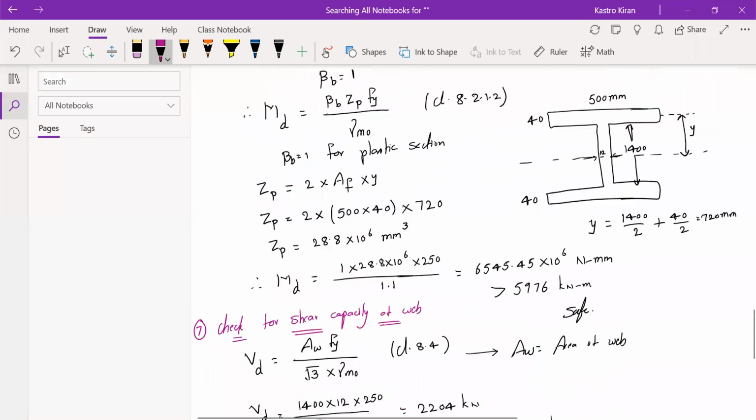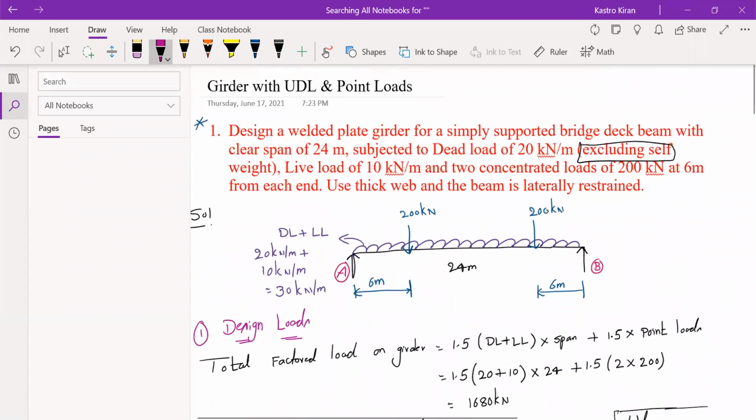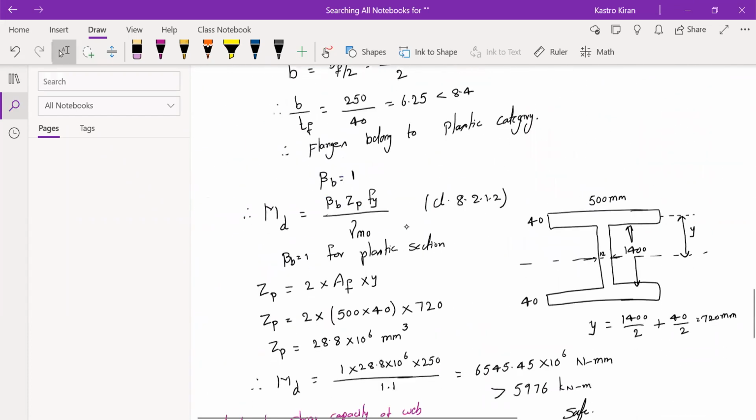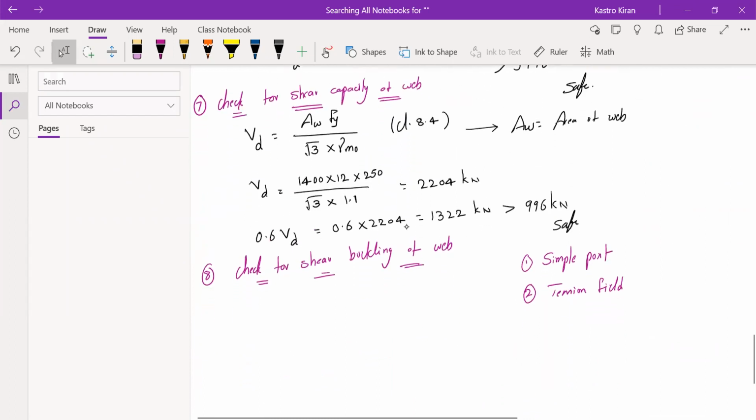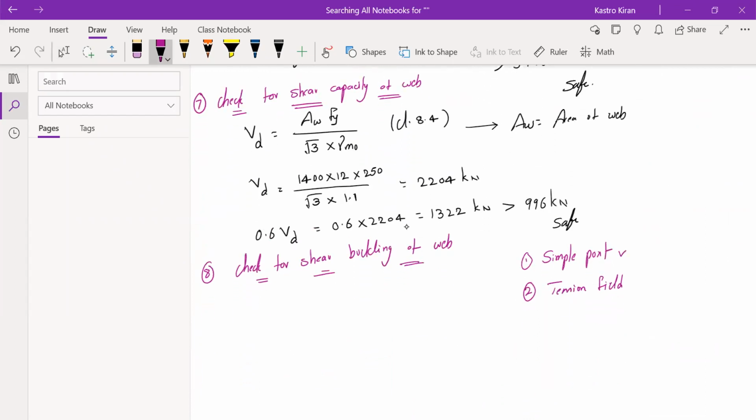But in the question, they haven't said which method you have to use. They did not mention whether to use the simple post critical method or the tension field method. When nothing is mentioned regarding shear buckling of web, you can directly use the simple post critical method. Don't go for the tension field coefficient method. It's a little complex, but you can still solve it. To keep the problem as simple as possible, you can directly go for the simple post critical method.